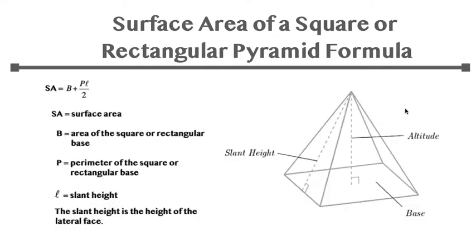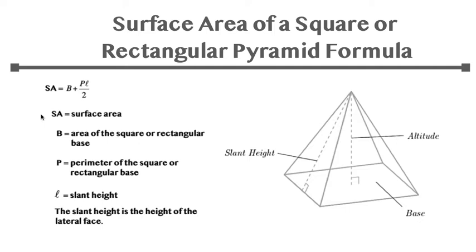So here's the same picture of our pyramid. And so the formula for surface area is SA equals capital B plus capital P times L divided by 2. So let's look at what each variable represents.